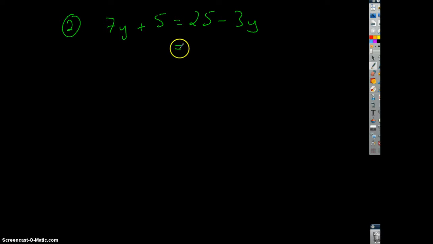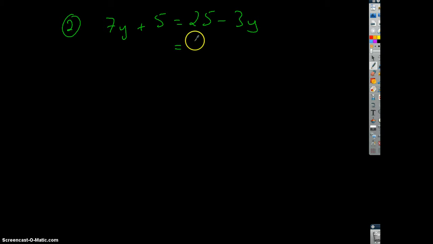Nice column of equal signs. Don't forget, what we do to one side, we have to do to the other side. Okay, so what makes most sense? Let's collect the y terms over on this left hand side. So we have this negative 3y here. Let's add 3y to both sides.